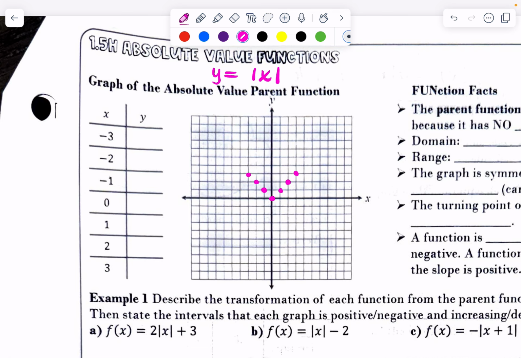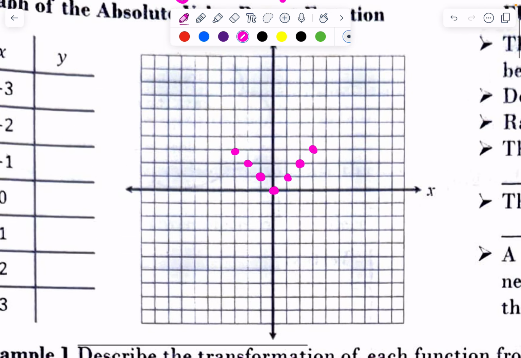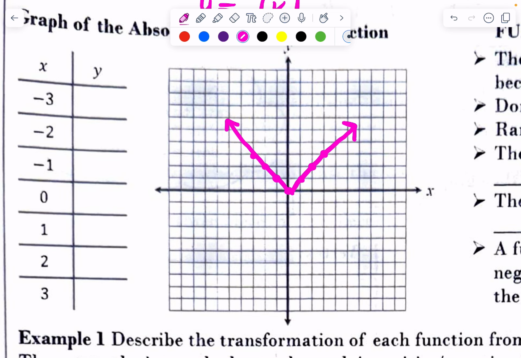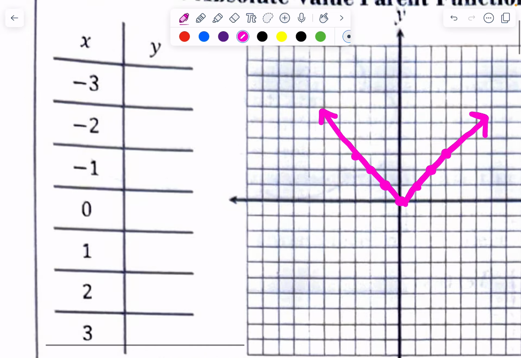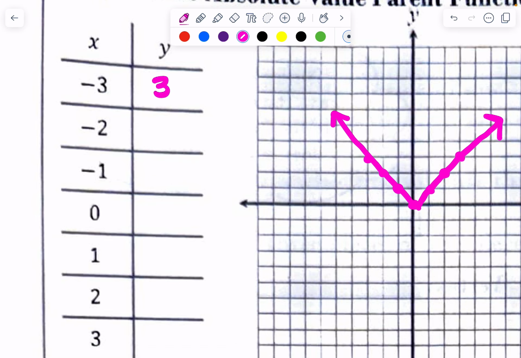This is 1.5 notes. I already wrote the parent function of the absolute value for you, and I also plotted the points to begin the graph, and then I'm just going to continue graphing along here and there as well. And then so this is the graph right here, my coordinate plane, and now I'm going to fill out the table. So I'm going to have x values of -3, -2, -1, 0, 1, 2, and 3. All right, so now that we have our graph complete and our table complete, let's talk about some fun facts.